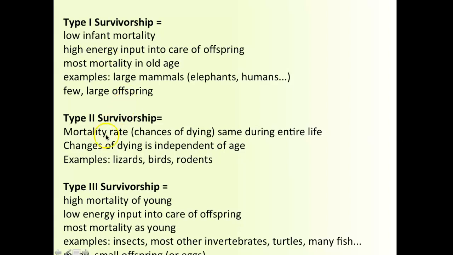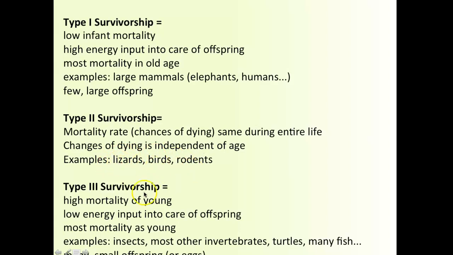Survivorship 2, the mortality rate or chances of dying is the same during their entire life. So the chances of dying is independent of age. It doesn't matter how old you are, your chances of dying are the same. And examples of organisms here are lizards, birds, and rodents.